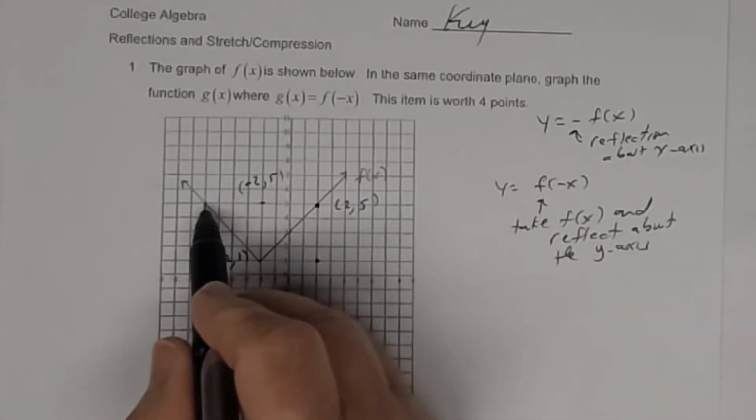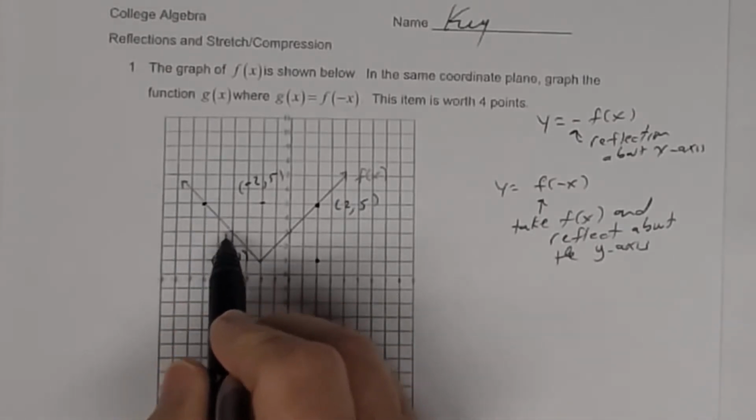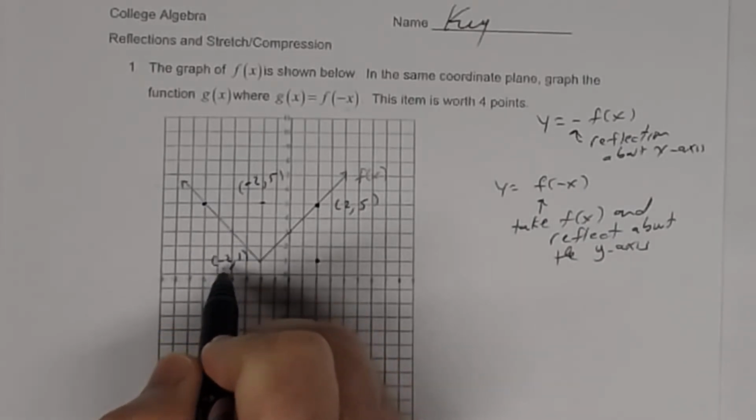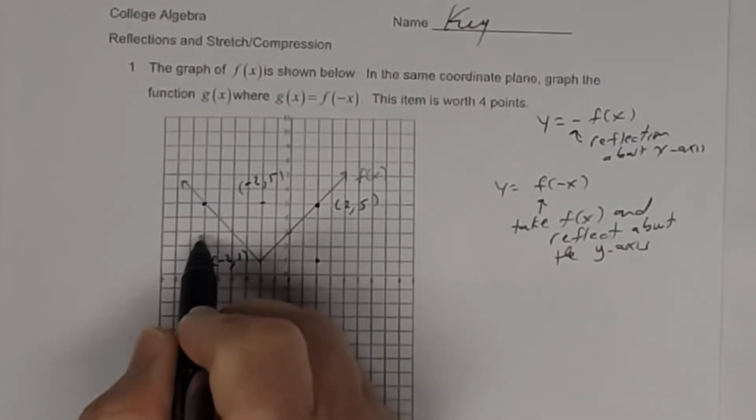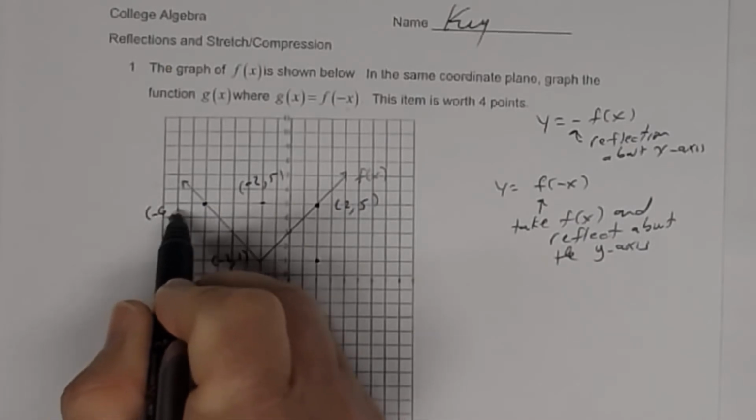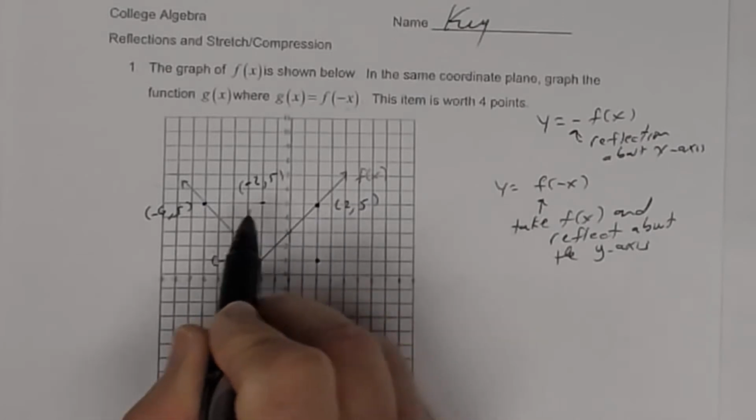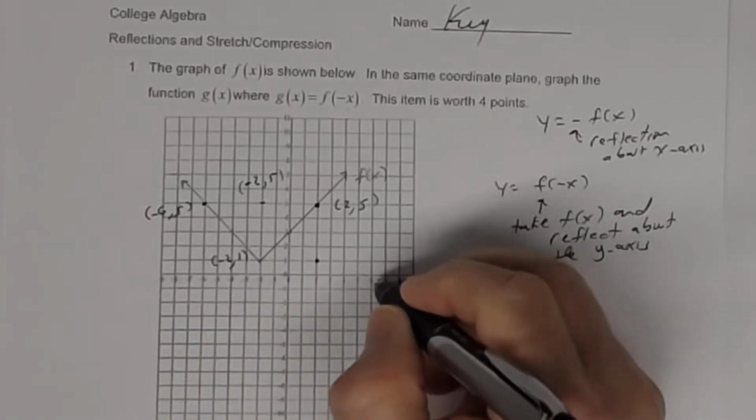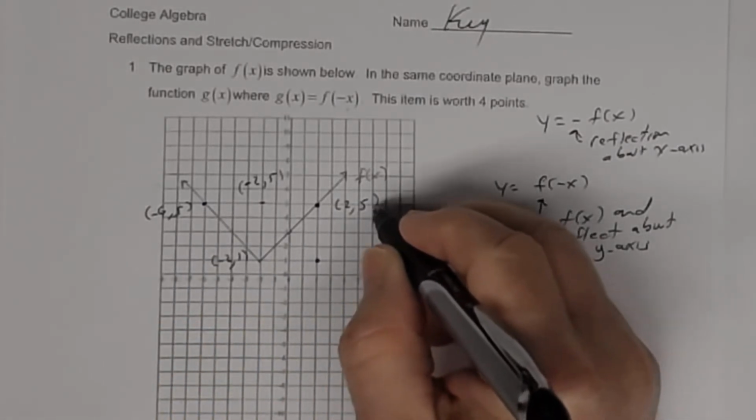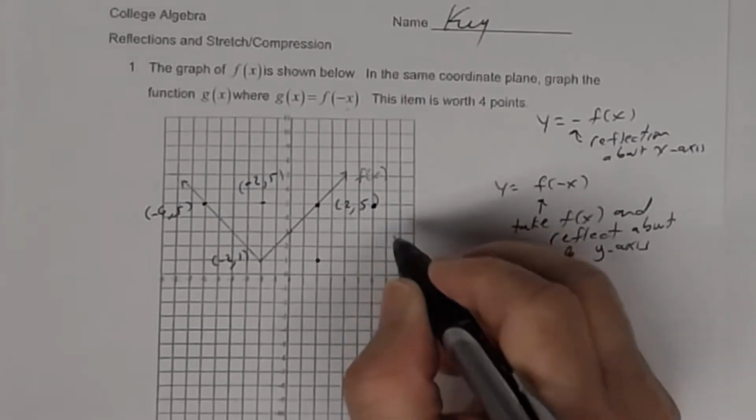Now if I take this point here on this ray, that's negative 6, 5. When I reflect that point about the y-axis, it becomes the point 6, 5. So 6, 5 is right here.